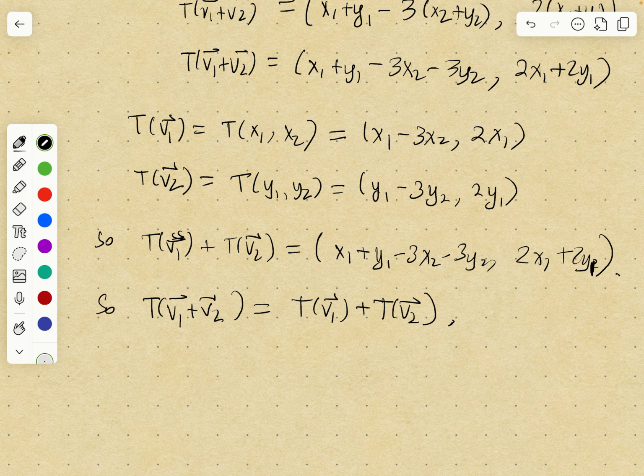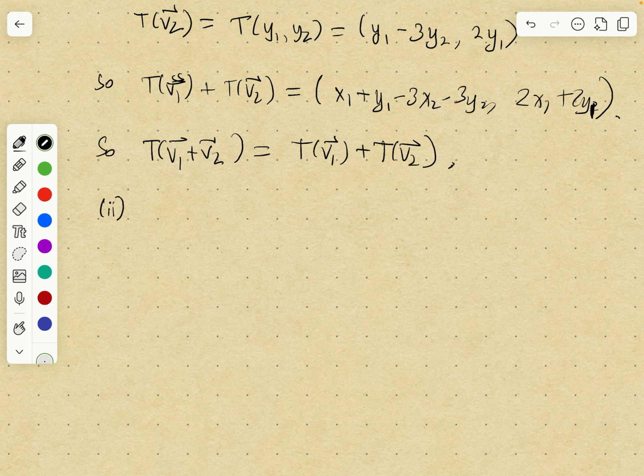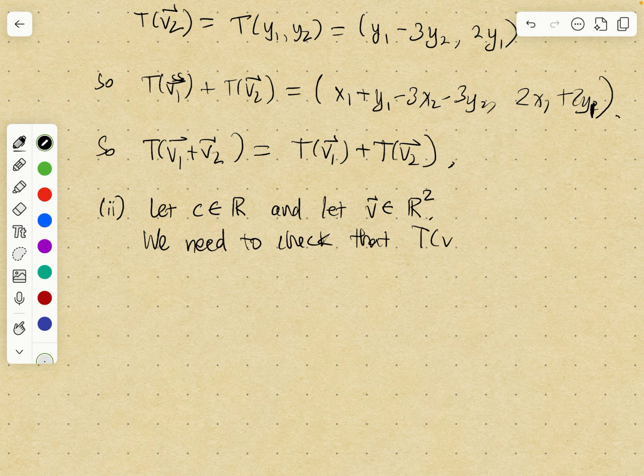All right? So that was the first condition out of two. Now we also have the second condition. The second condition says, suppose that we have c a real number, so we write let c be a real number, and let v be a vector in Rn. Well, in this case, that's R2. So we need to check that T of cv is equal to c times T of v.